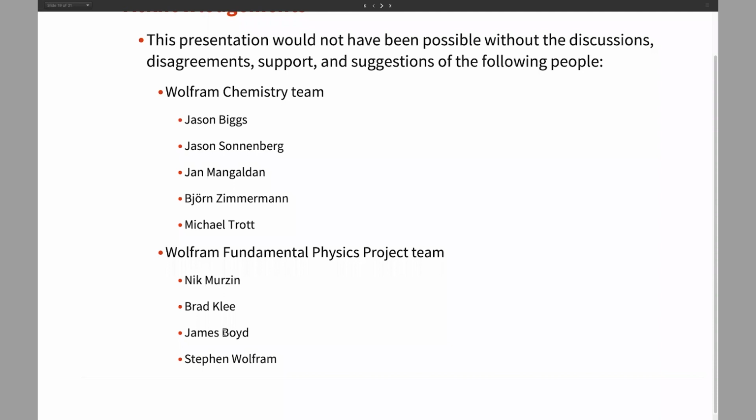So I'm doing that. James Boyd has been very helpful in terms of understanding things about multi-way systems and multi-computation. And of course, Stephen Wolfram for catalyzing all of this work and prodding me to get some of this chemistry stuff going under multi-way systems.